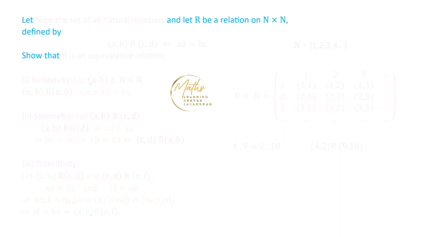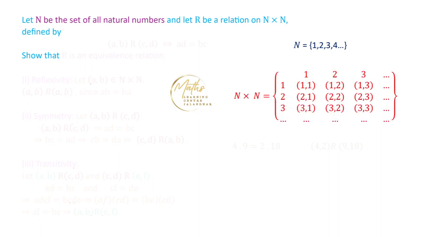Now the next question we have is, let n be the set of all natural numbers. So n is the set containing elements 1, 2, 3, 4 and so on. And R is a relation on n cross n. So what will be the elements of n cross n? N cross n will have elements in this form. We are saying it will have elements (1, 1), (1, 2), (1, 3). So these are in the form of ordered pairs.